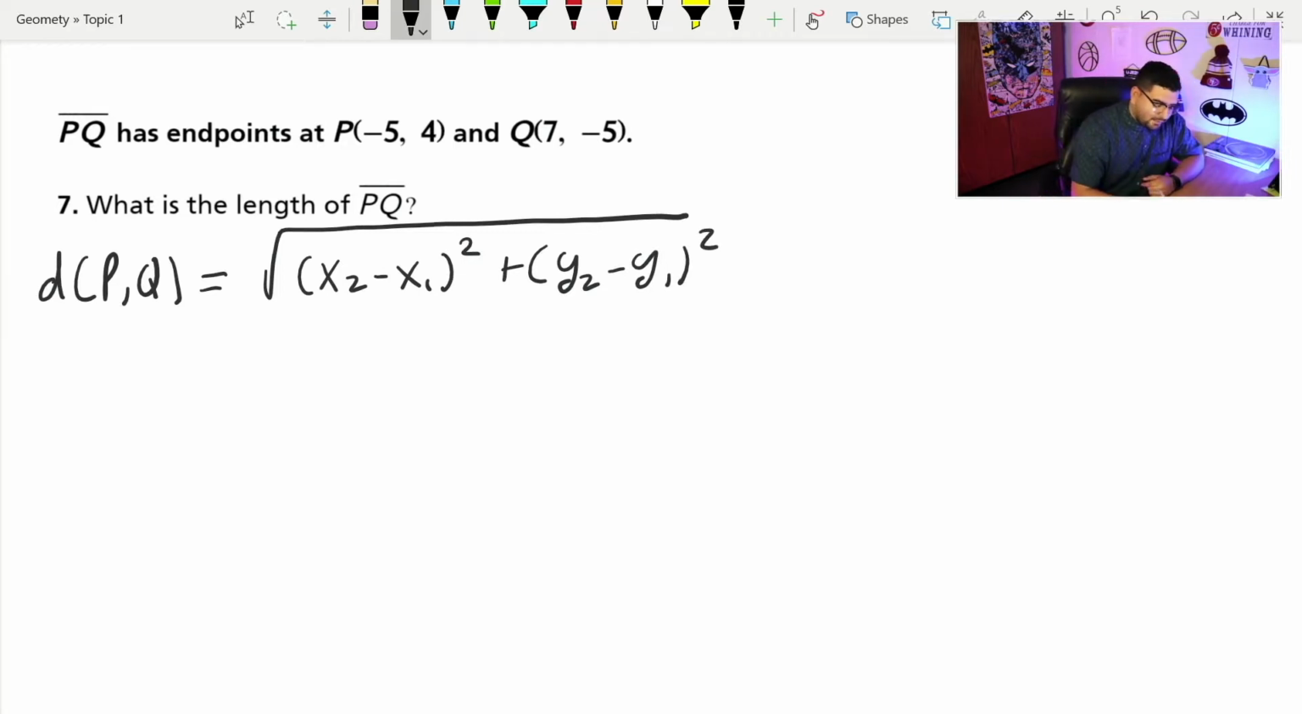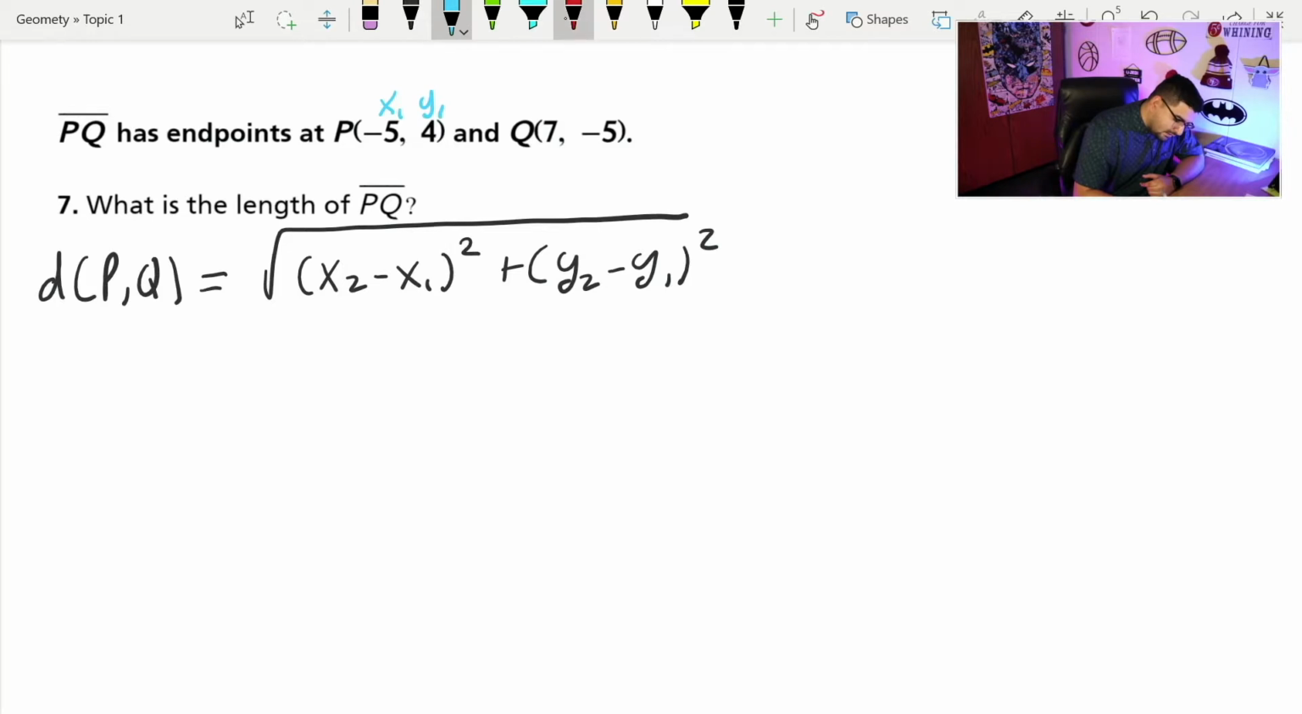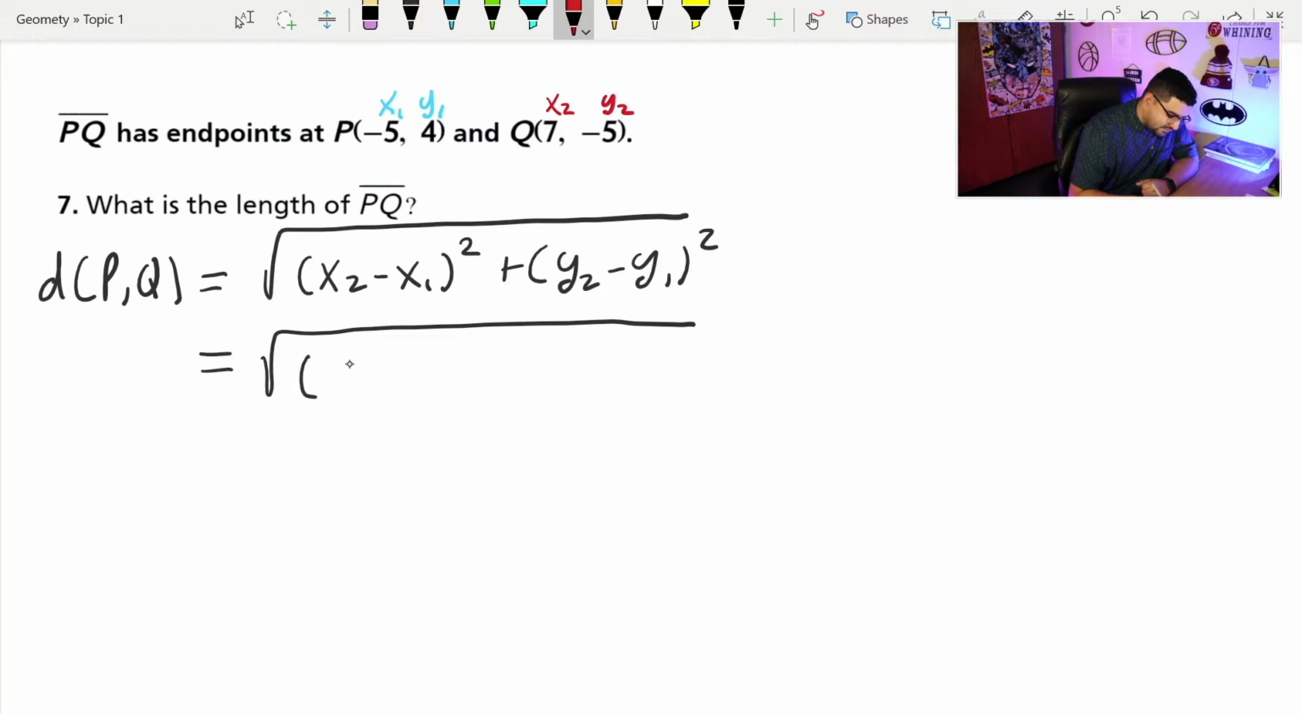Next thing I like to do is label my points. P would be x1 and y1, and Q would be x2 and y2. Now we're going to plug those in. I'm going to get the square root of x2, which is 7, minus -5, and we square that, plus y2, which is -5, minus our y1, which is 4, and we square that as well.